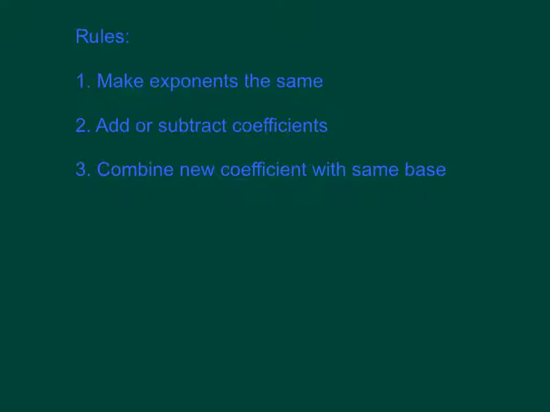When we're adding and subtracting numbers in scientific notation, we first have to make sure that the exponents are the same. Then we add and subtract the coefficients. And then our final step is to combine that new coefficient with the same base we started with. Some solutions will not be in proper scientific notation, so you will have this fourth step of adjusting your numbers into proper scientific notation. Let's see what that would look like in an example.